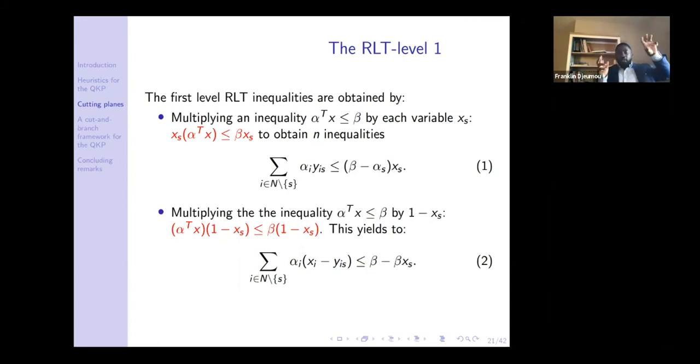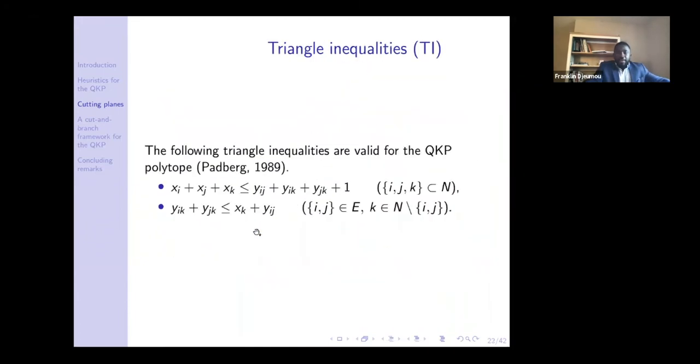But your quadratic terms, you already have Yij variables to represent those quadratic terms. So you simply replace them and you obtain linear inequalities. So that's the idea of RLT first level. In terms of triangle inequalities, they are well known in the literature. They have this fixed form here, so I will not go into the details of that.